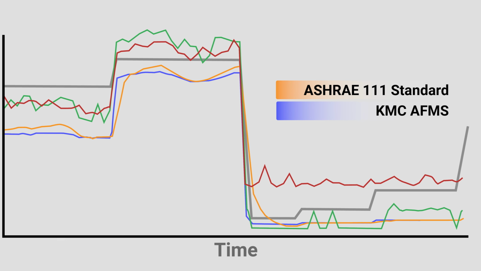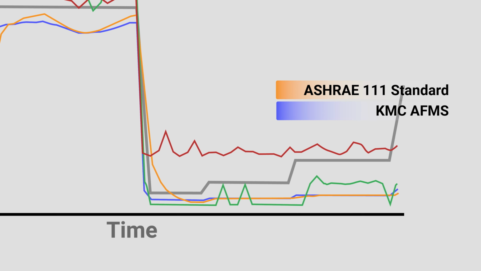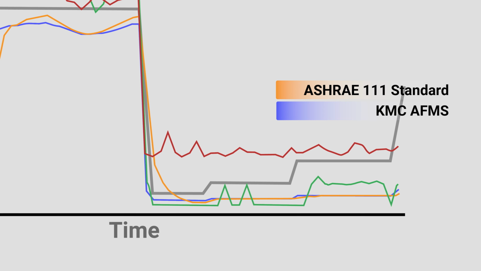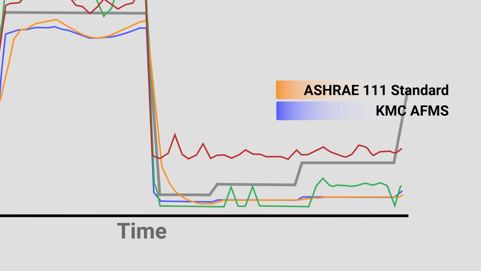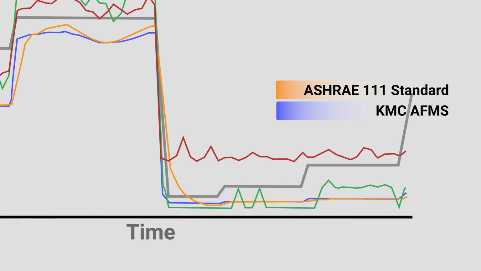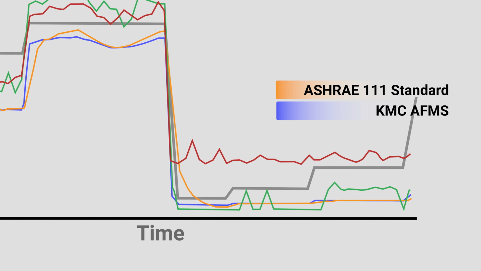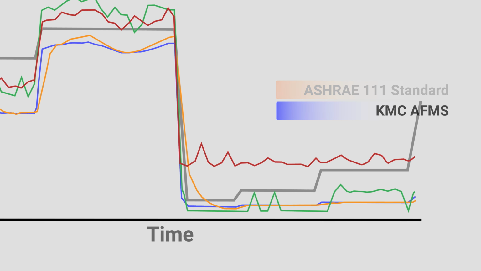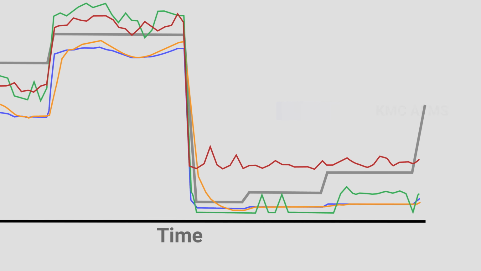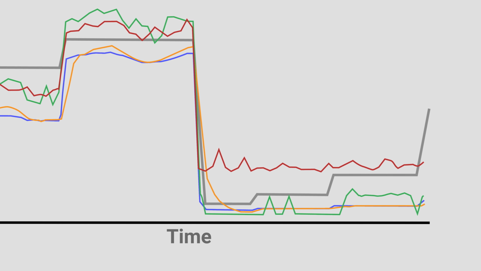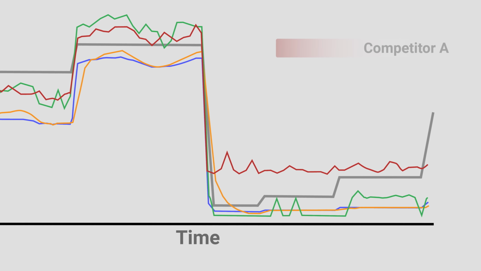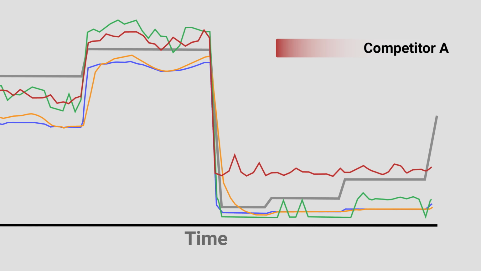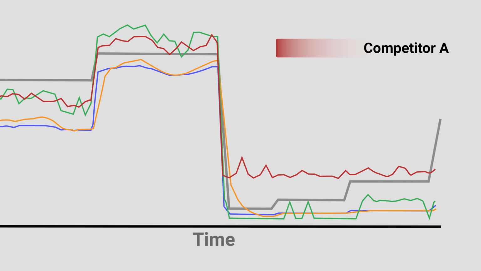When the damper is modulated down, we see very low air volumes and air velocities going through the outdoor air damper. When this happens, the ASHRAE 111 standard temperature measurement falls to a lower airflow value. The KMC AFMS measurement tracks this closely. When the damper is at these low airflow values, we see competitor A establish a false floor several thousand CFM higher than the actual airflow value.